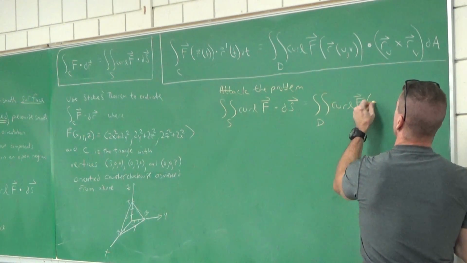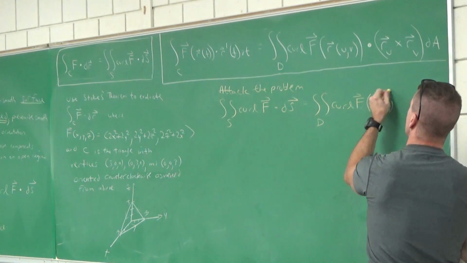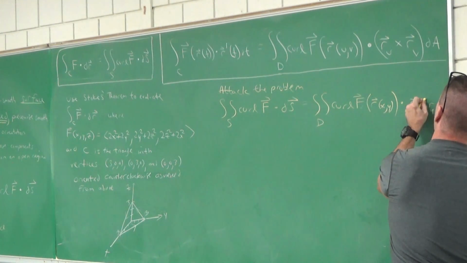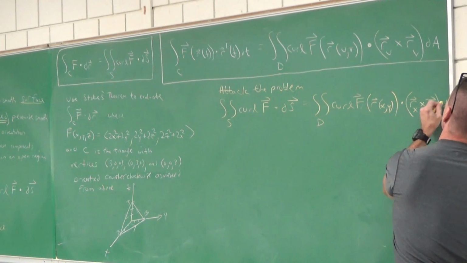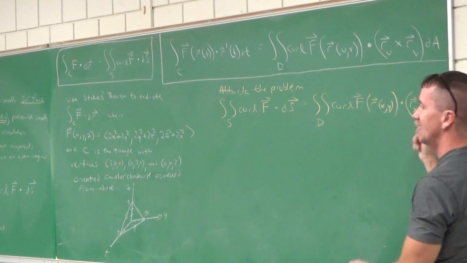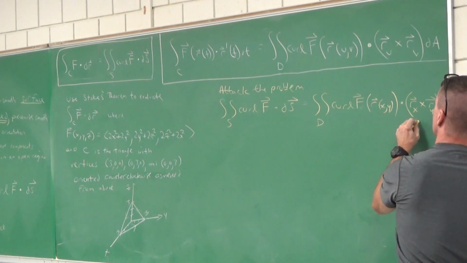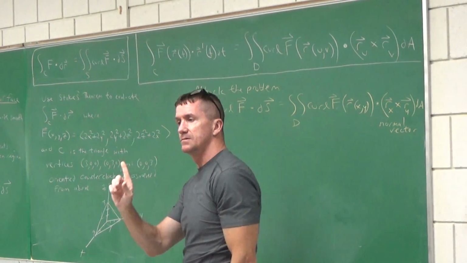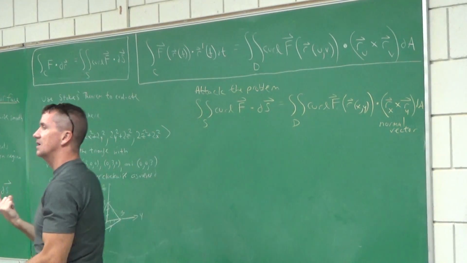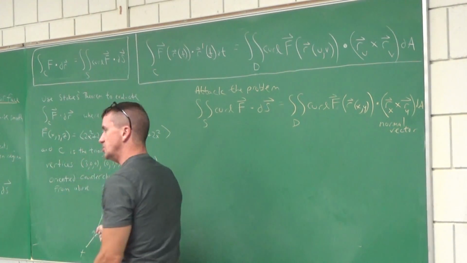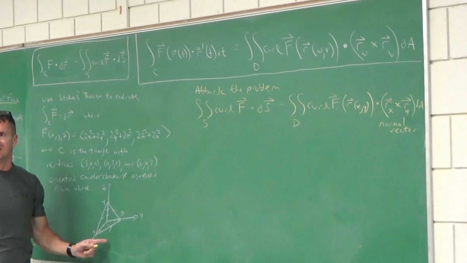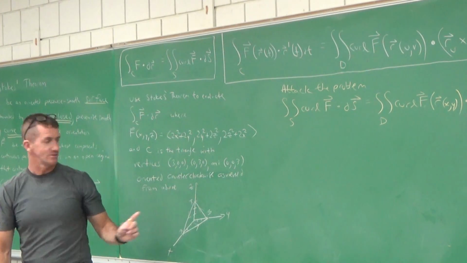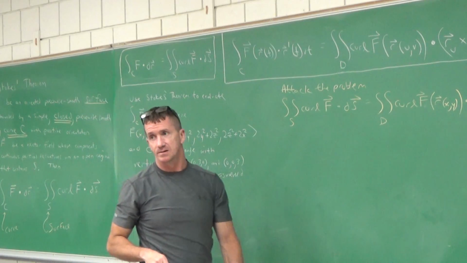I'm going to do F composed of r of x and y, dot the normal vector rx cross ry, dA. This is the normal vector. So we've got to make sure that normal vector is pointed upward. Because could you imagine if I walked along this path here? Wouldn't my head point in the same direction as the normal vector? That's what I'm saying. So we'll make sure the normal vector is pointed upward when we do that.